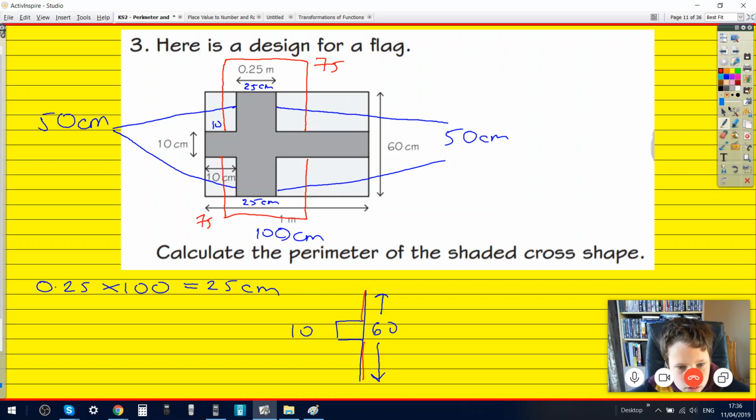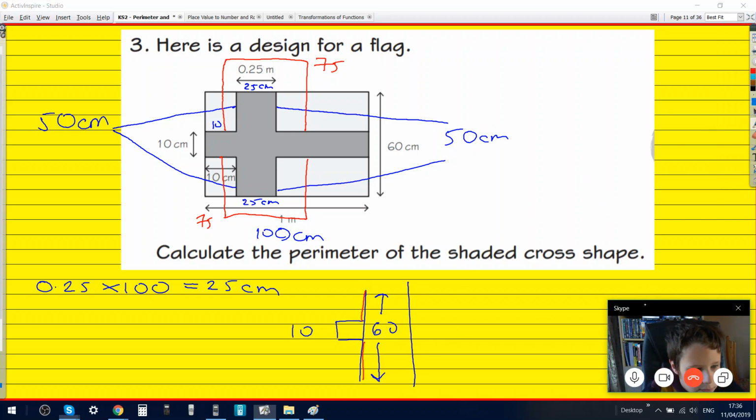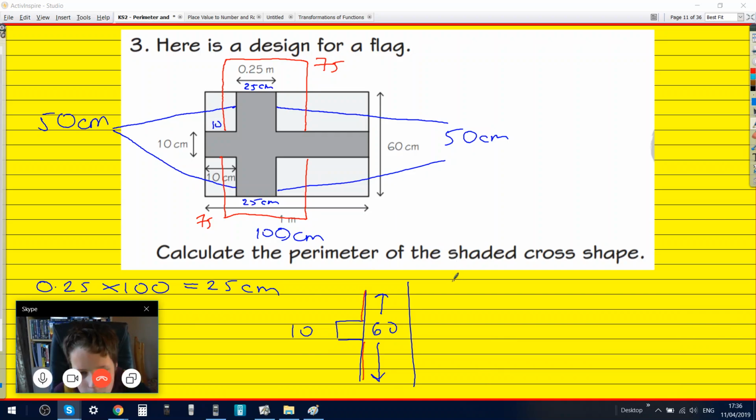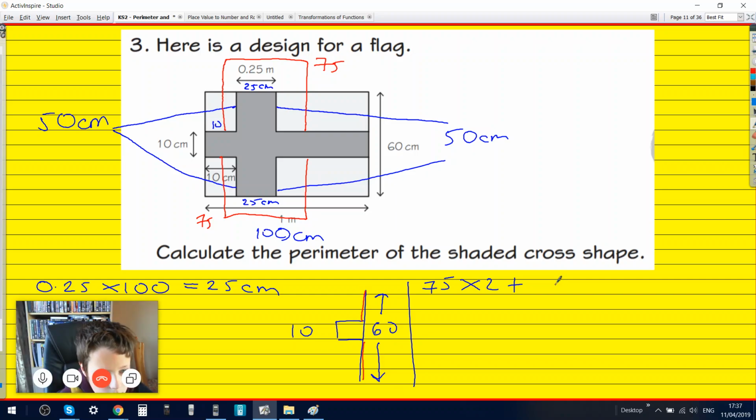And so how do we get the total perimeter? So we need to do 75 plus 75, and then 10 plus 10 plus 10, and then plus 100 plus 25. Hang on, you don't need to plus 100. We just need the grey part. Oh yeah, the grey area.